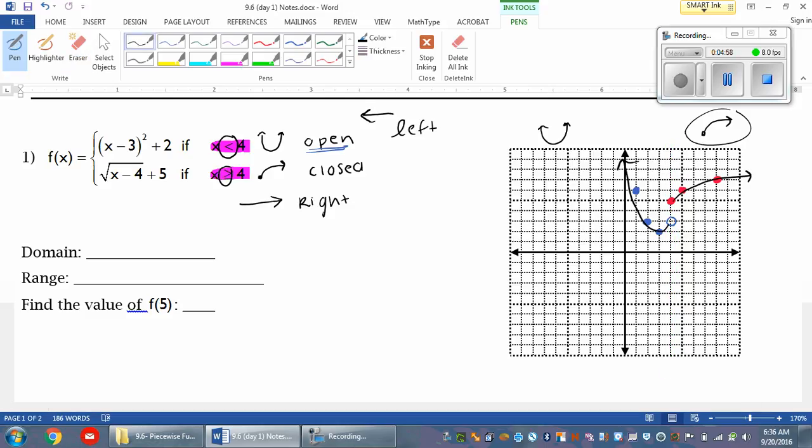All right, let's go ahead and figure out the domain and range. So again, domain is pretty similar. Do we have arrows on both sides? If you're saying yes to that, domain is all reals.